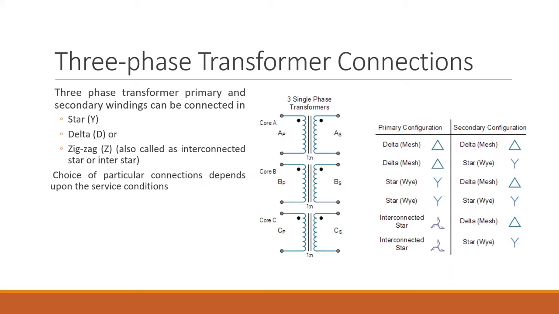Interconnected star: if the primary is connected in that fashion, it will be called interconnected star. If the secondary is in delta, it will be your zigzag-delta transformer. The primary can be connected again in interconnected star, and the secondary could be star. So these are the configurations you will find, depending upon the connection in which the primary and secondary are connected.